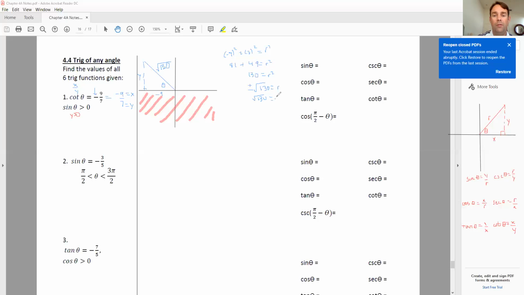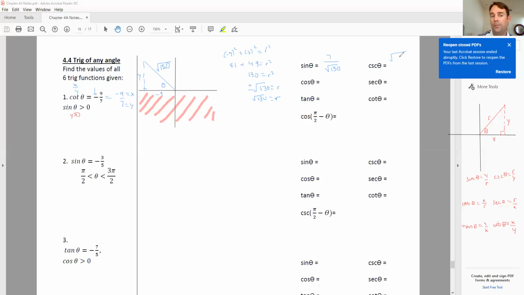Now, from there, it's just a matter of plugging everything in and figuring it all out. So sine is not y. Sine would be y over r. So 7 over the square root of 130. Now, this is not on the unit circle, so I do not need to simplify it.